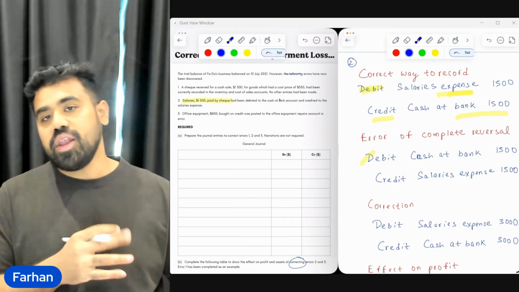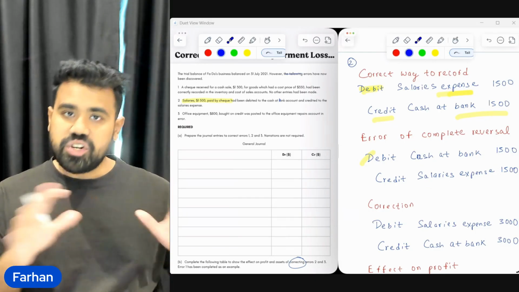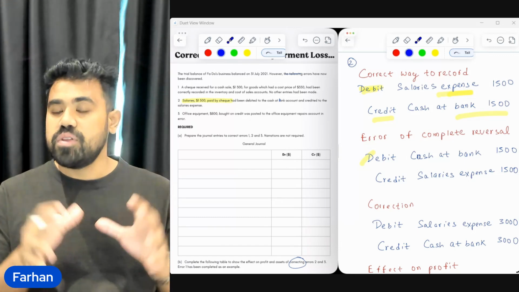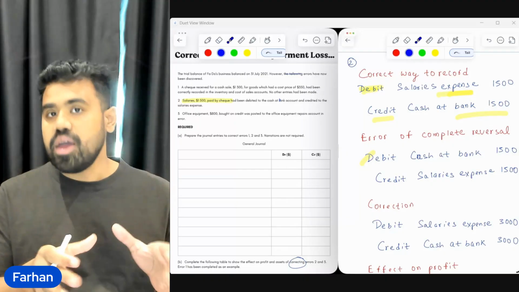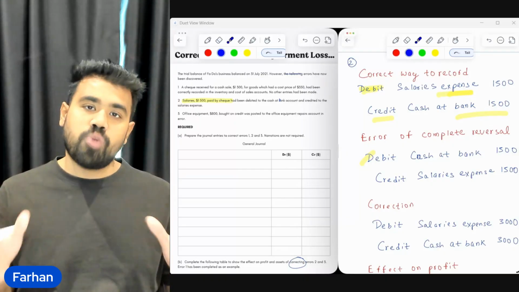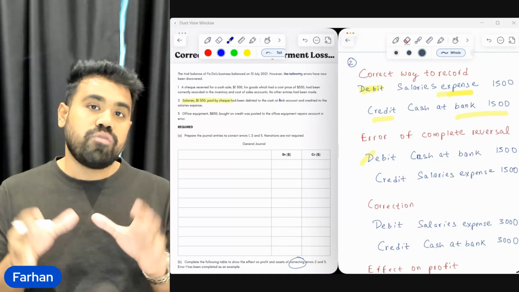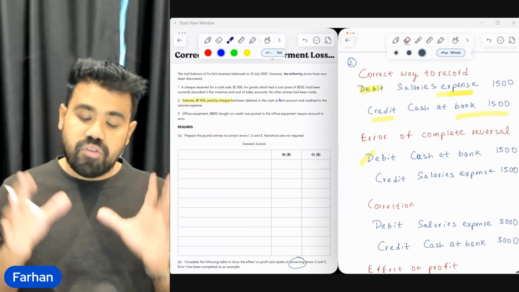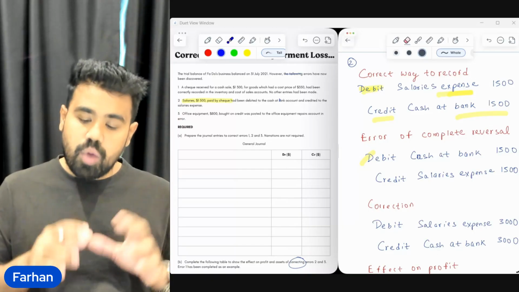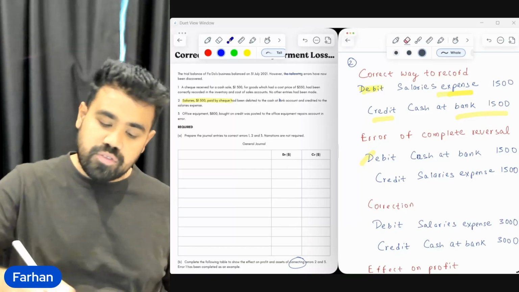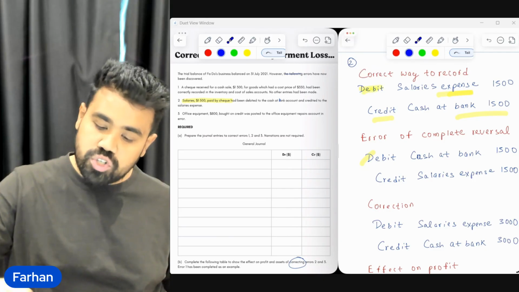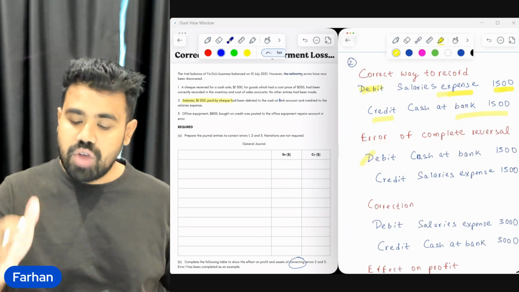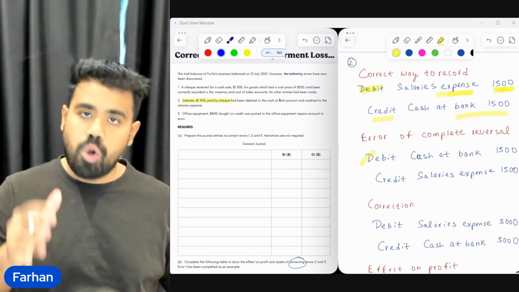So we ultimately want to end up, after the correction is done, with a net balance of $1,500 debit in the salaries expense account. Again, net balance, okay? Which means after all the transactions have been sorted, the last balance remaining must be $1,500 once the correction is done. And also, we want to end up with a net balance of $1,500 credit in the cash at bank account. Now, where am I basing these numbers from? So this is from the correct way to record the entry that we have originally prepared, which mentions that we should have debit $1,500 in salaries expense and credit $1,500 in cash at bank. So this is the goal that we want to achieve.